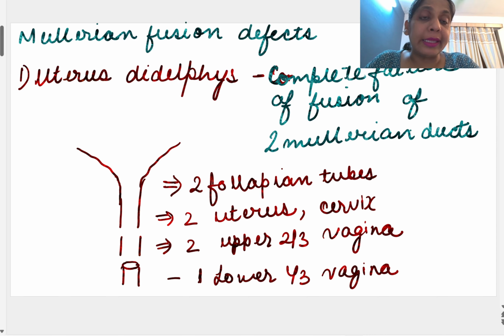Okay, again and again they are asking the question on Mullerian anomaly. So once again I request you just focus here. In uterus didelphys there will always be two cervix, two uterus and two upper two-third vagina. Okay, so other than two uterine cavities on HSG, we will also get two cervix and two upper two-third vagina, but the lower one-third vagina will be only one.